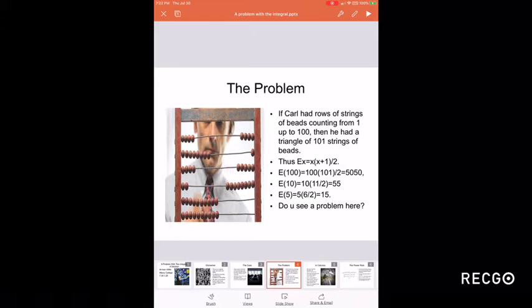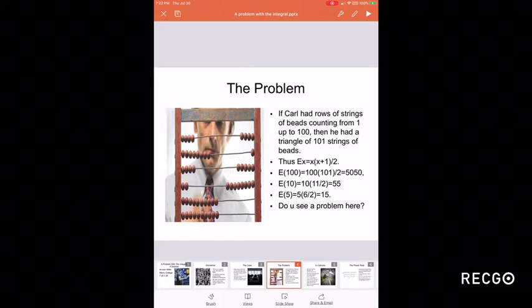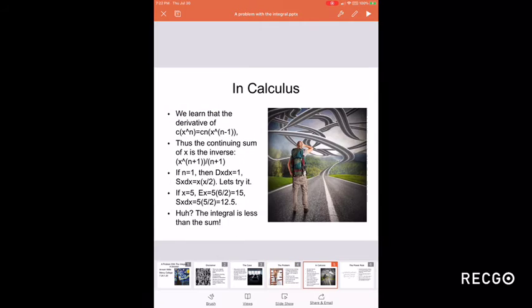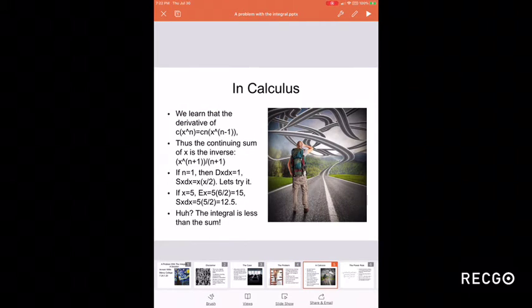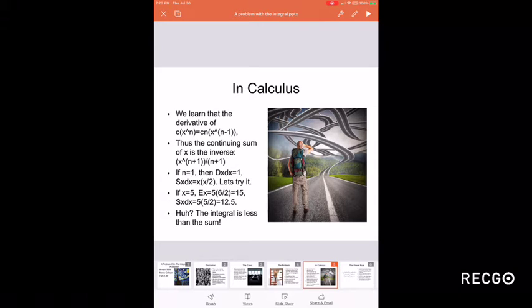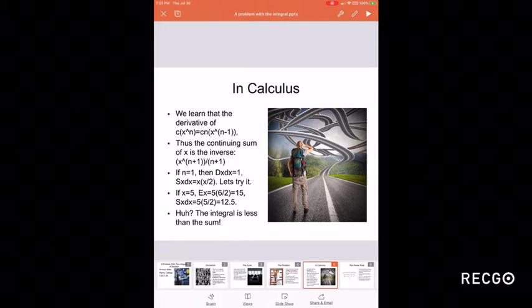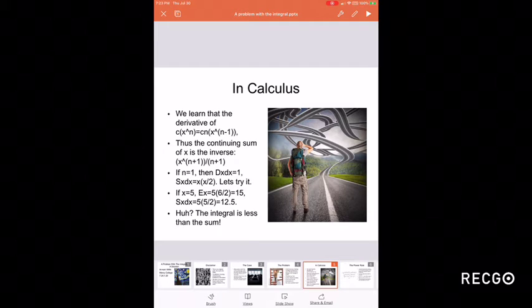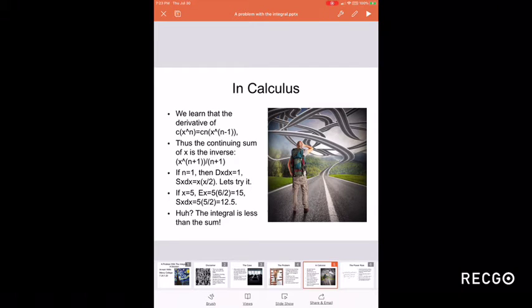The sum of 10 is 55. The sum of 5 is 15. Do you see a problem here? Because I do. We learned in calculus that the derivative of c times x raised to n equals c times n times x raised to n minus 1. Thus, the continuing sum of x is the inverse, x raised to n plus 1 over n plus 1. If n equals 1, then dx over dx equals 1. Thus, the integral of x equals x times x over 2.